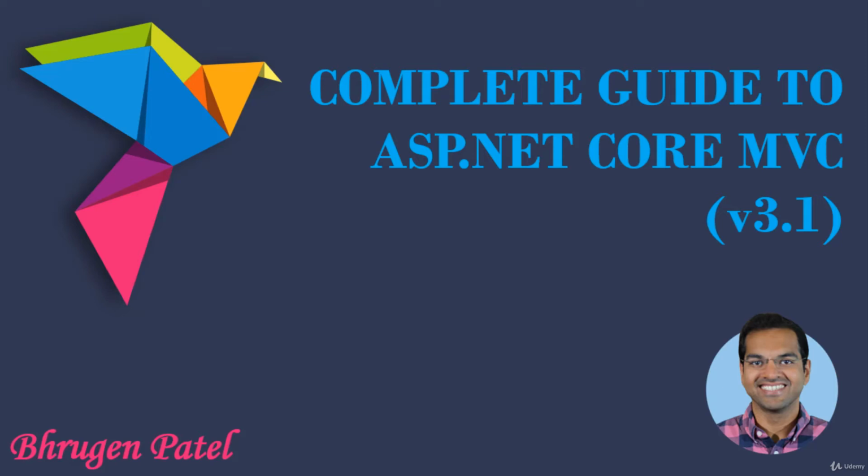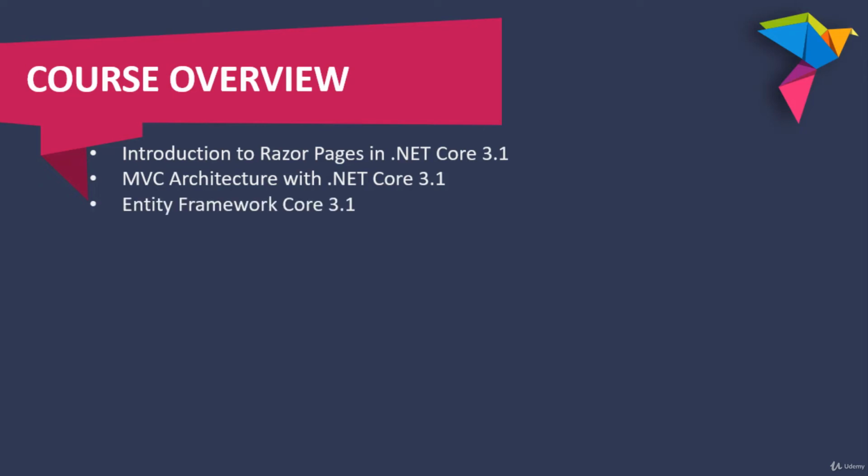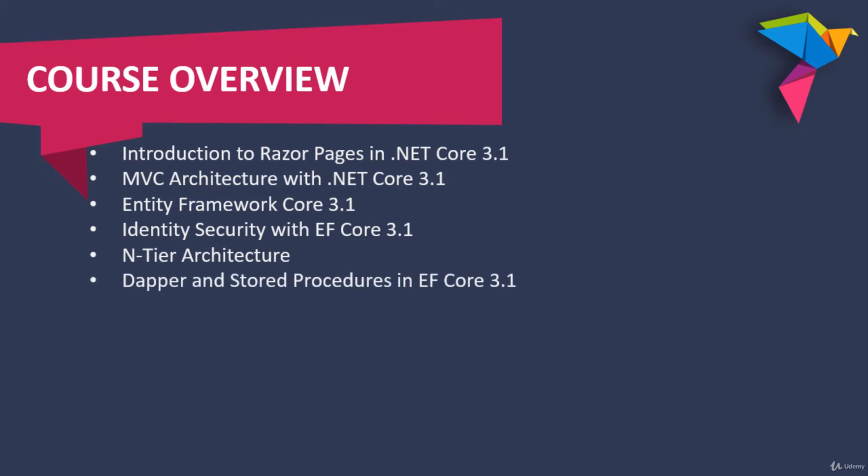Let's take a look at the overview of the topics that we will cover. First, we will start with an introduction to Razor pages in our first project. Then for the main project, we'll understand MVC architecture in .NET Core 3.1. We will be learning Entity Framework Core and we'll be using the Identity Security Model with Entity Framework. Then we will understand the N-tier architecture and will implement Dapper to call stored procedures in Entity Framework Core. Our main focus will be to use the repository pattern to access the database, but I will also show you how you can call stored procedures if you have to.